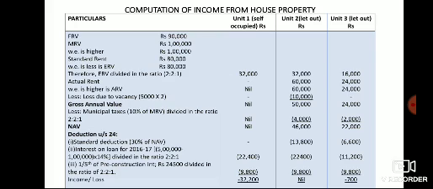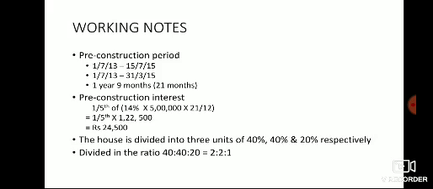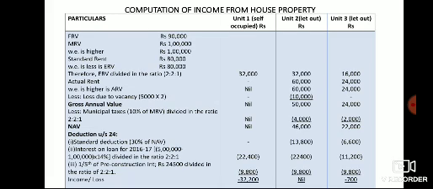Okay, the third part is 1/5 of pre-construction interest. 1/5 of pre-construction interest is rupees 24,500. This will also be divided in the ratio 2:2:1. That is 9,800. I think there's some mistake here. It won't be 9,800. It'll be a lesser amount, 4,400, something like that. Okay, just find out the actual amount by yourself.